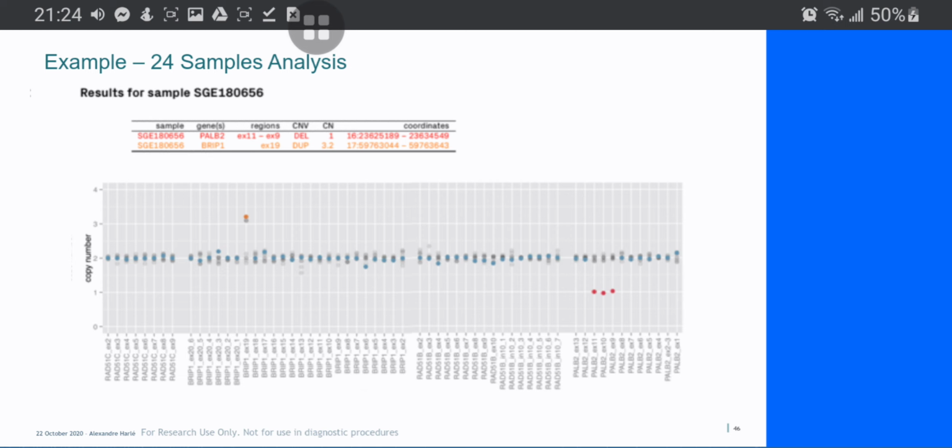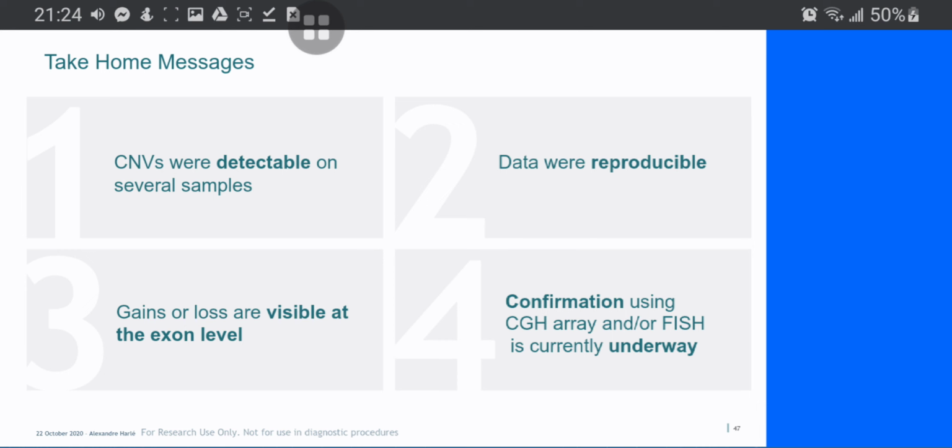So finally, the take-home messages for this part would be that the CNVs were detectable on several samples that we assessed. The data were reproducible. I did not show you here the reproduction of the assay, but all the samples gave exactly the same results. And we found gains or losses, and the good thing is that it's visible at the exon level, so we are able to know exactly where the gain or the loss is, which is really informative. And we are still confirming the results we had on these samples using CGH array or FISH.